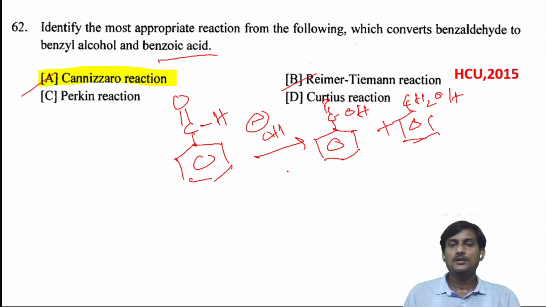Reimer-Tiemann reaction is a formylation reaction in phenols. In the Perkin reaction, there is a formation of alpha beta unsaturated aromatic carboxylic acids. And in the Curtius reaction, we will get amines, as there is a conversion of azides into amines.